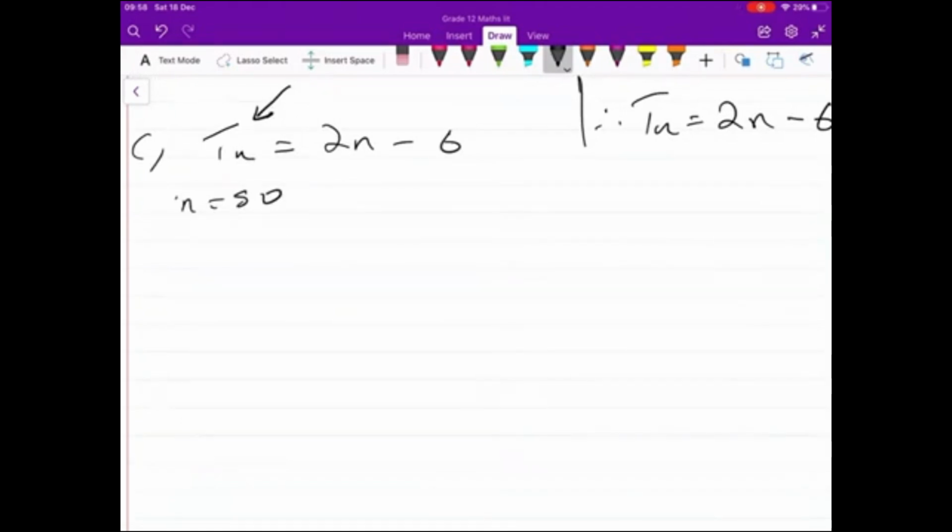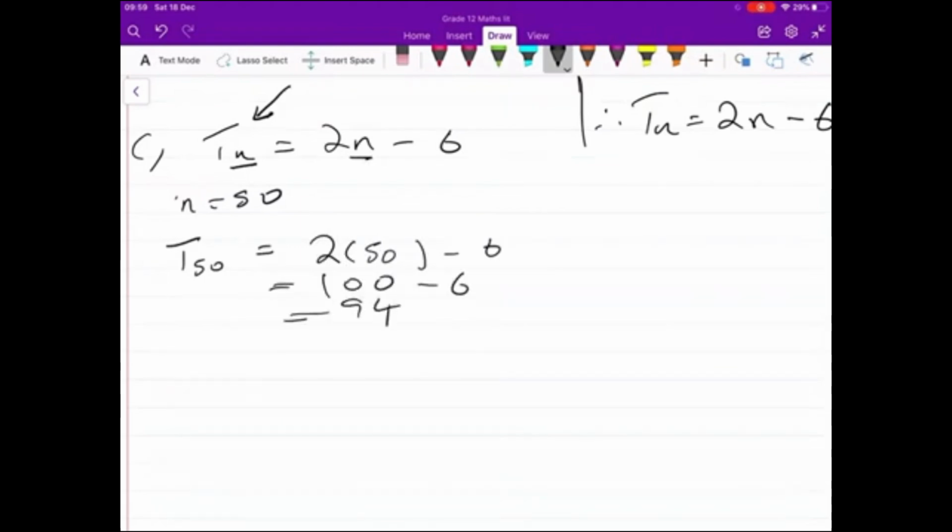So we want to know what is the value of the fiftieth term. Wherever we see n, we are going to put 50. Where do we see n? We see it here, so we put 50. Where do we see n? We see it here, so we put 50. All right, and therefore this gives us 100 minus 6, which equals 94.